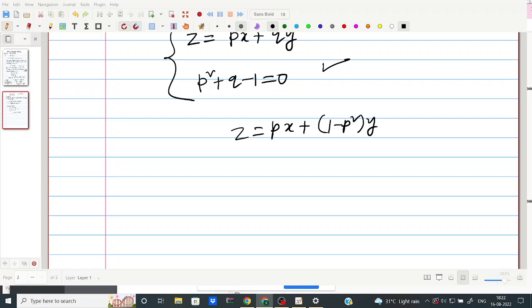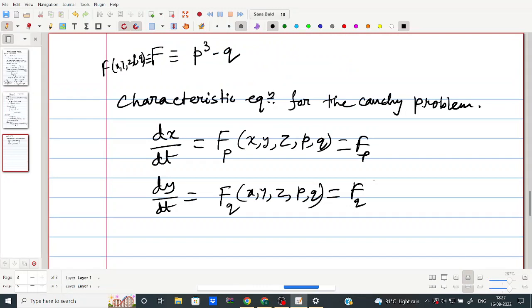What is dy/dt? Fq. Actually, no need to write these arguments every time. You can simply write Fp, which means F of x, y, z, p, q, and Fq. No need to write x, y, z, p, q every time. So what is du/dt then? Excellent. du/dt is equal to pFp plus qFq. Now dp/dt and dq/dt, tell me.